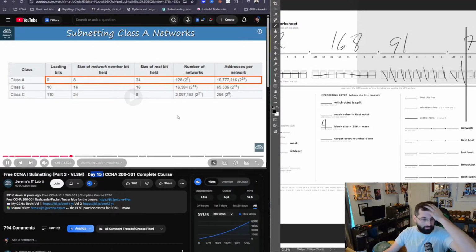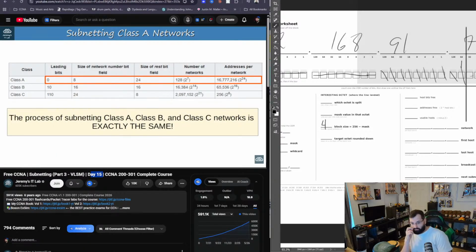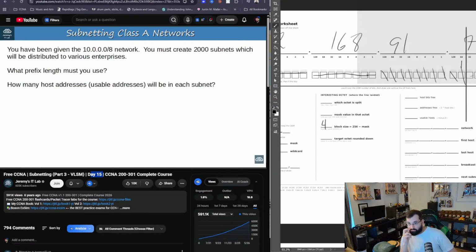Lots of room to make subnets. However, let me remind you that the process of subnetting class A, class B, and class C networks is exactly the same. So let's just do 2 practice questions subnetting class A networks, and then let's move on to VLSM. You have been given the 10.0.0.0/8 network. You must create 2,000 subnets, which will be distributed to various enterprises. What prefix length must you use? How many host addresses or usable addresses will be in each subnet?